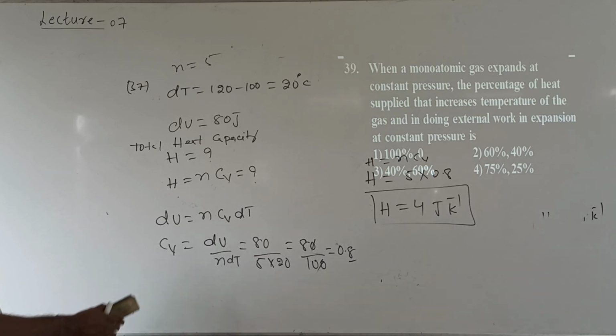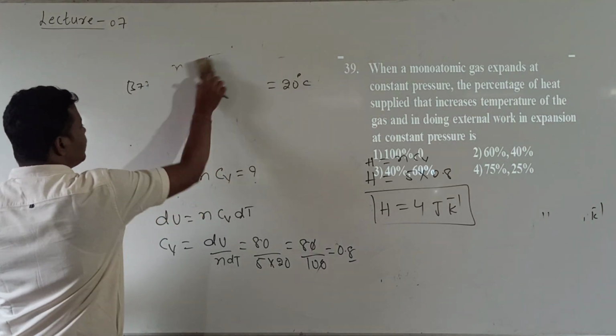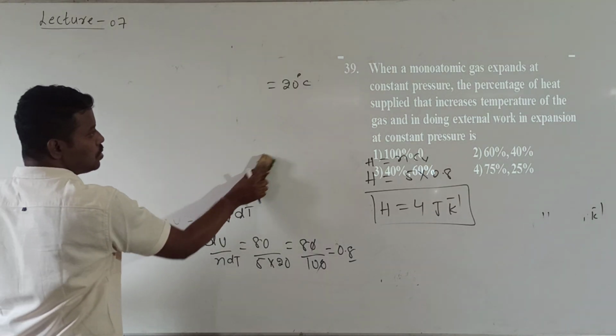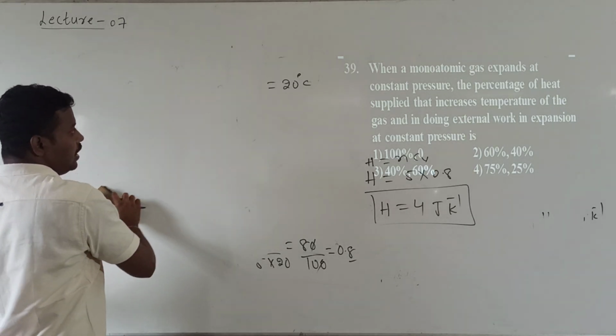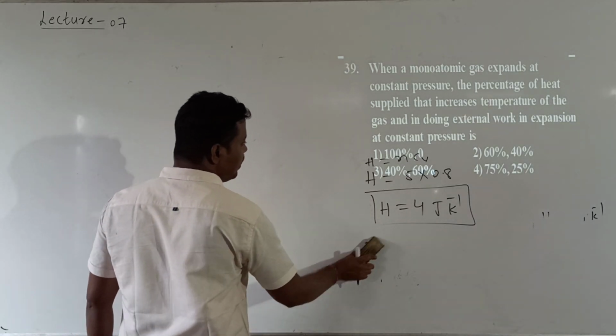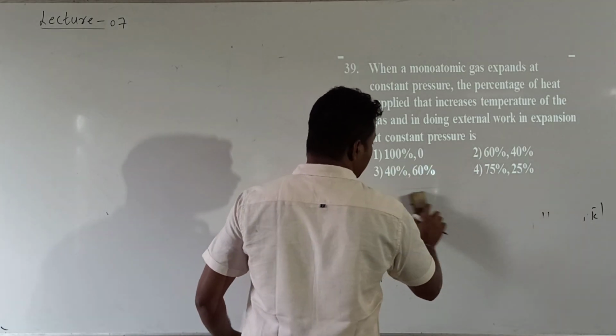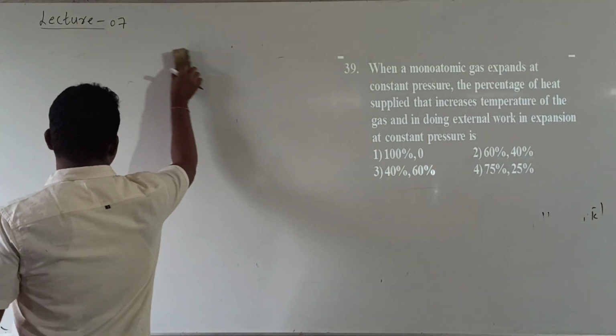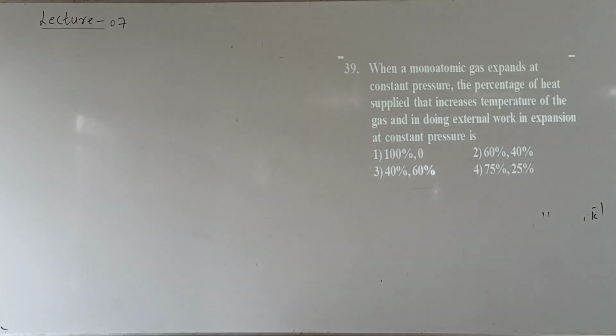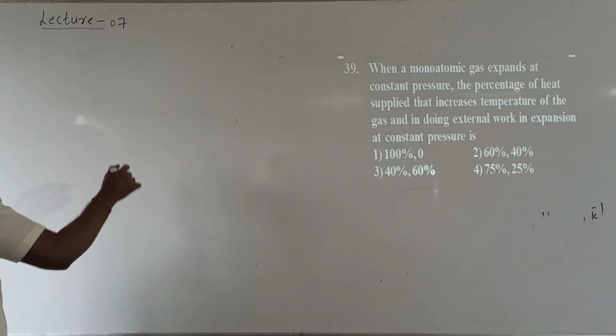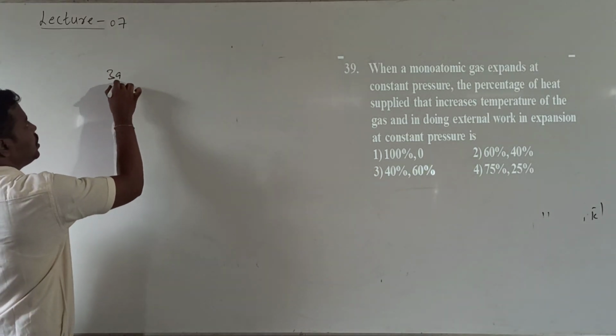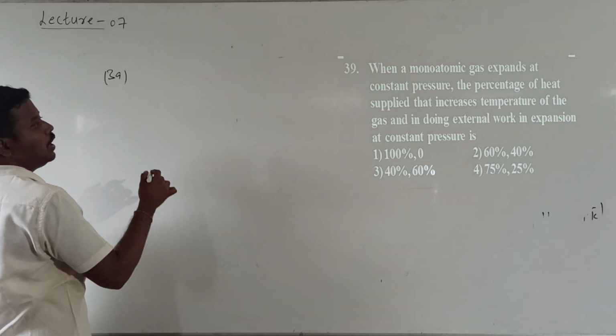Next, question number 39. Even for this question, the answer is somewhat different. Once we check it, our answer and the key they have given may not match, so take it carefully. Question number 39: monoatomic gas.